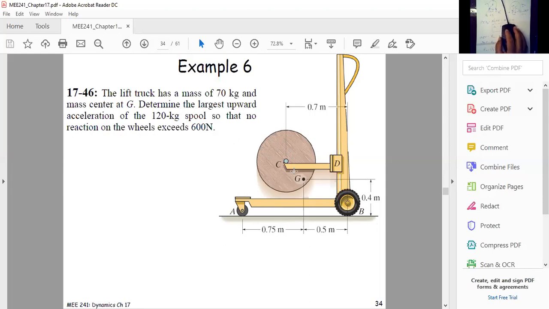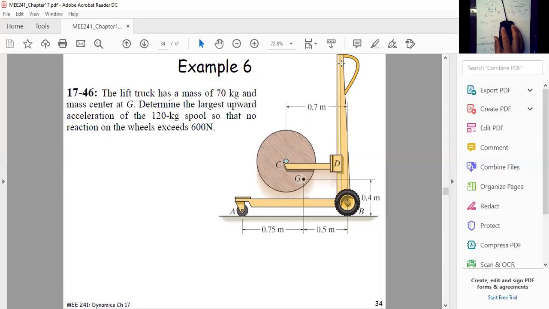So these are the two wheels, and then this is the truck, right? And we need to find, like I said, the largest acceleration that it can give the spool. So this is telescoping upward, right? This whole platform right there is going upward. And how do we solve that problem?